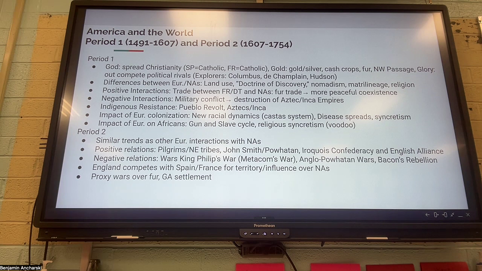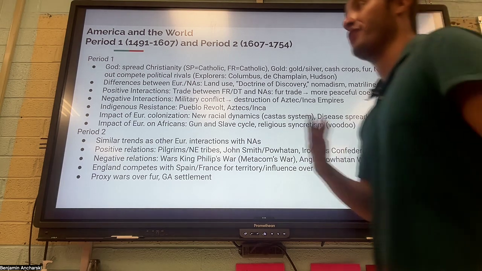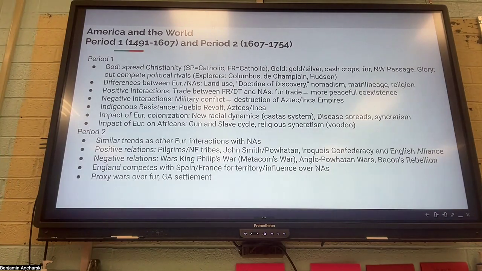Moving on, we saw that in regards to interactions between Native Americans and Europeans, before America is its own thing, there is a lot of the same stuff happening. In general, there was still some level of coexistence. We saw some level of the Pilgrims coexisting. We saw that with John Smith and Powhatan, there was a bit of coexistence before it all fell apart and they shot each other.